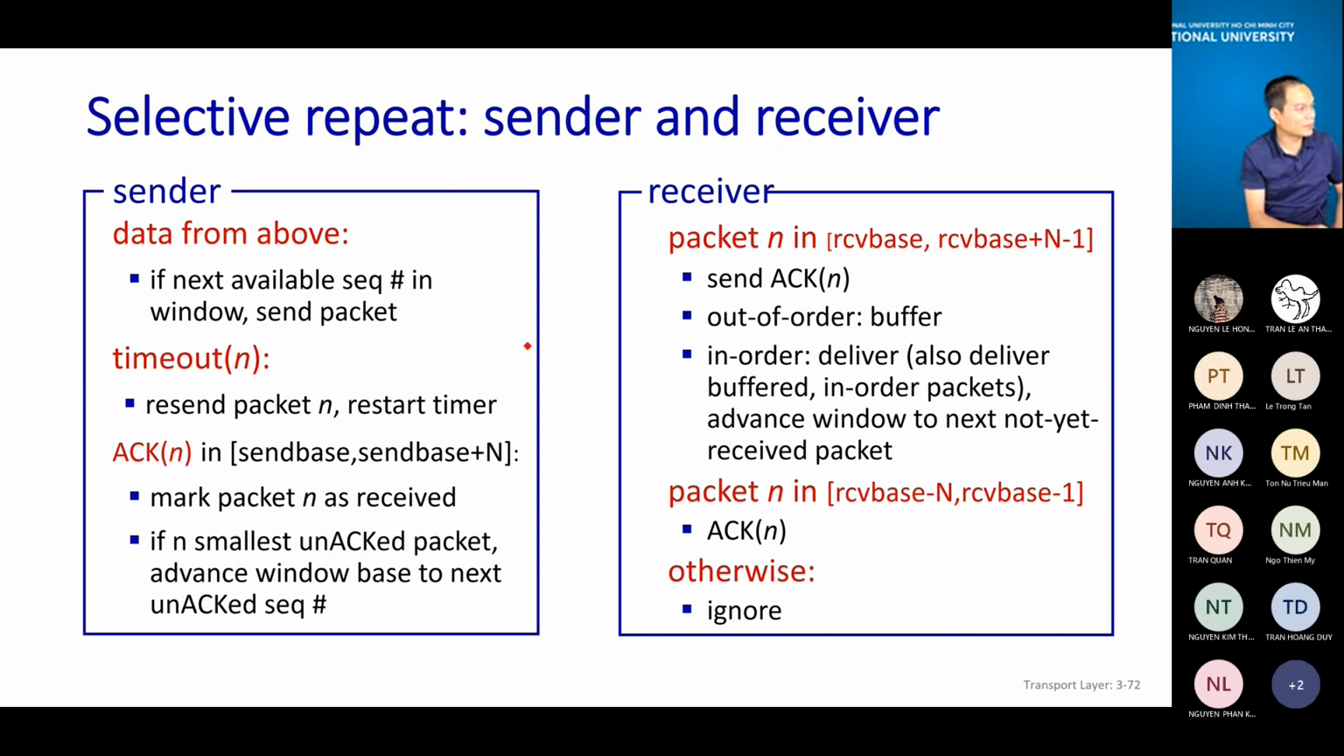We're going to resend packet n. In terms of timeout of n, we resend only packet n, not packet n and all of the packets of higher order. Remember that. That is the major difference between Go-Back-N and selective repeat.